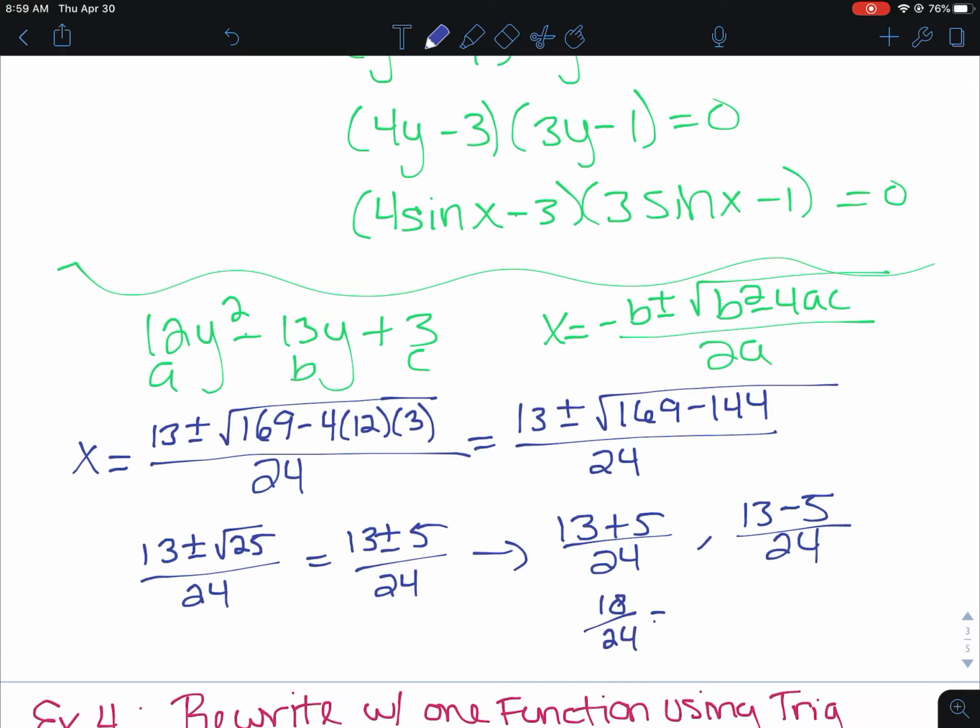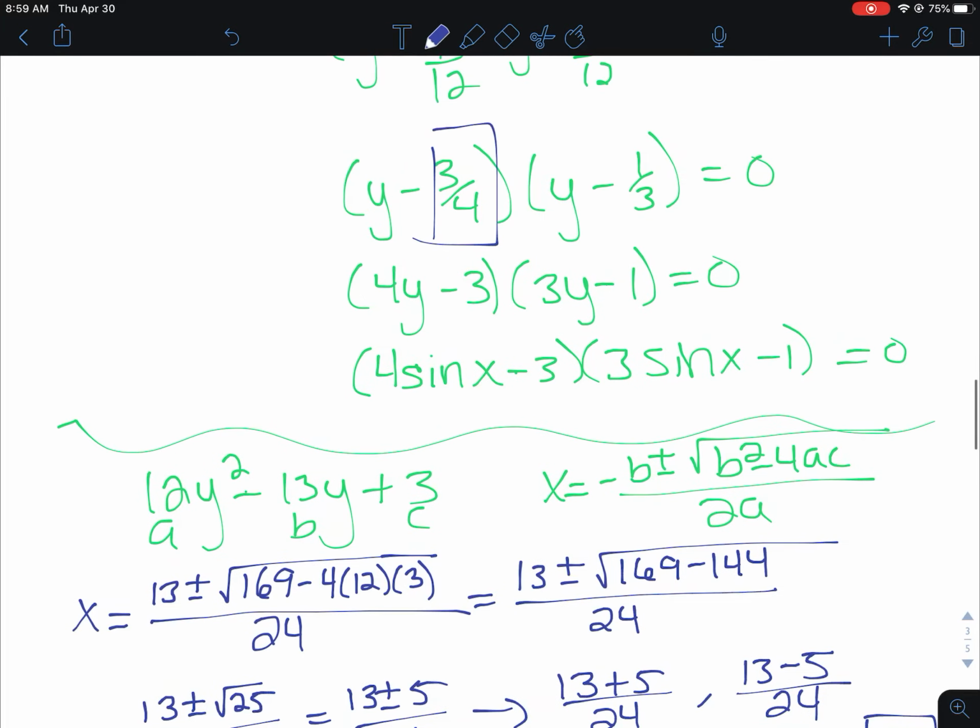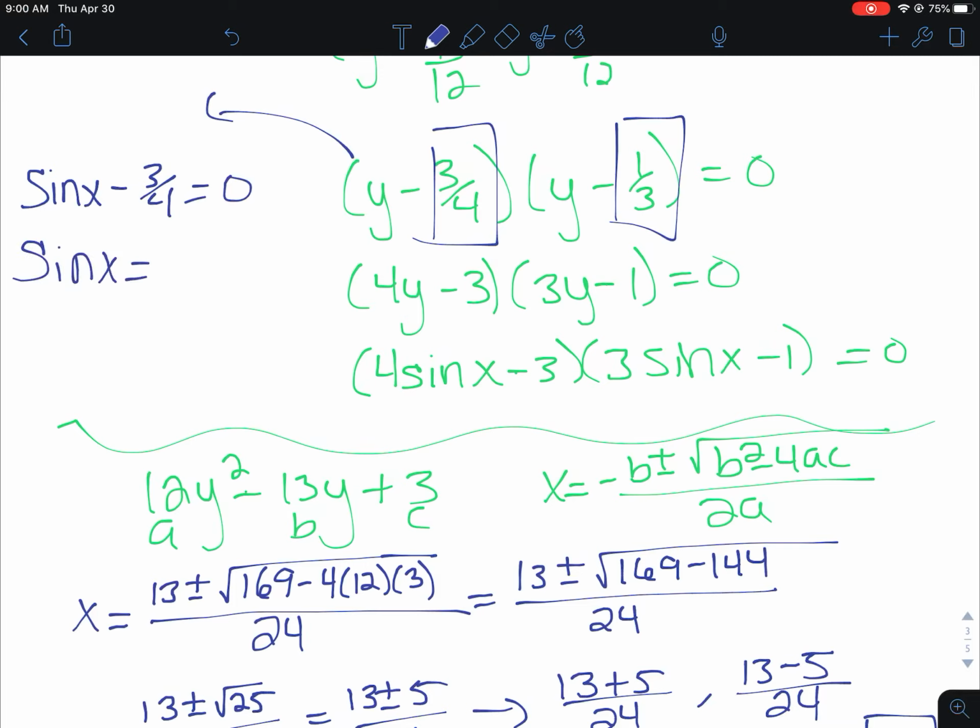Right, so that gives me 18/24, which if I take a 6 out would be 3/4. And this is going to give me 8/24, or 1/3, right? So 3/4 and 1/3. So if I wanted to, back at this step of factoring, I could have said sine x minus 3/4 is equal to 0, and then all I have to do is add 3/4.